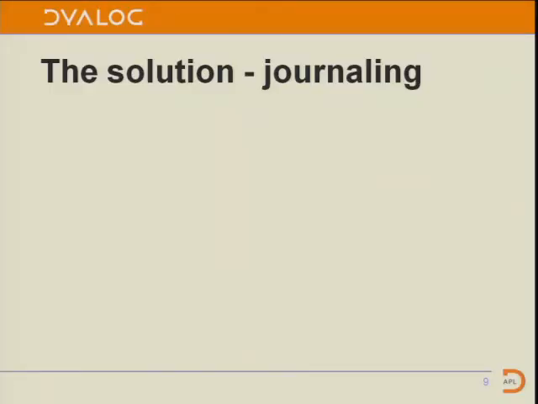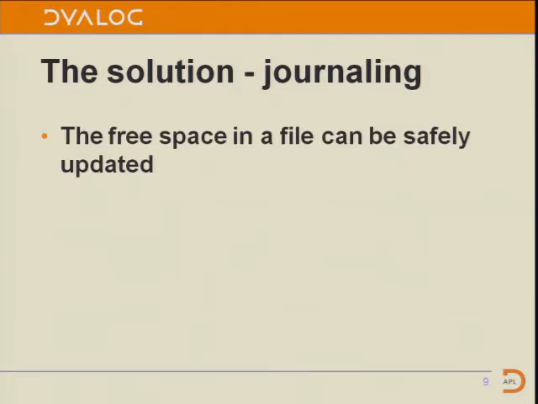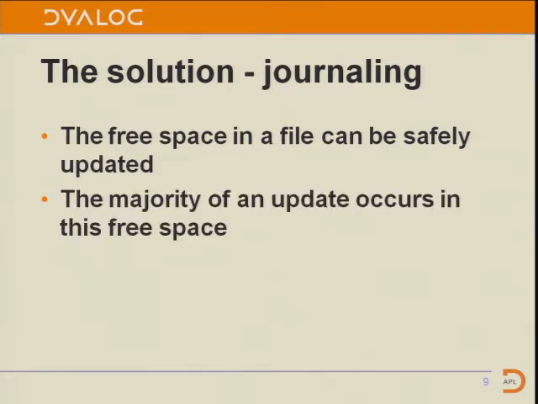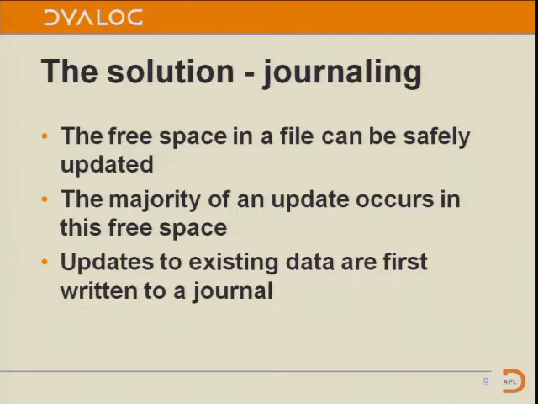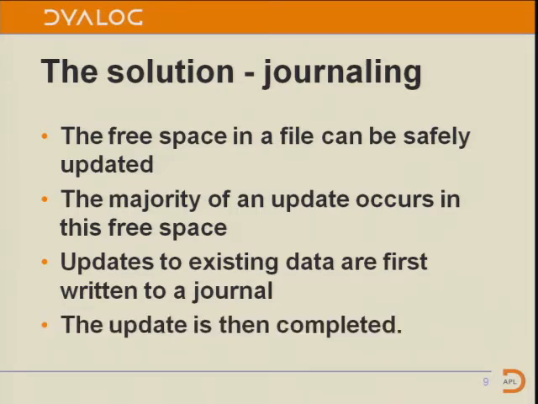So to solve this, and this is the part which is in 12.03, we do use journaling. As I've said, the free space in the file contains nothing which APL will ever look at, so we can play with that as much as we like. And when we make an update, the majority of it is in free space. The component occupies free space. The only part which doesn't is the bit which would override the free space node. So everything else we write into a journal, and then we complete the update as normal.